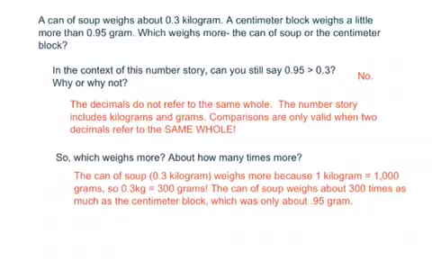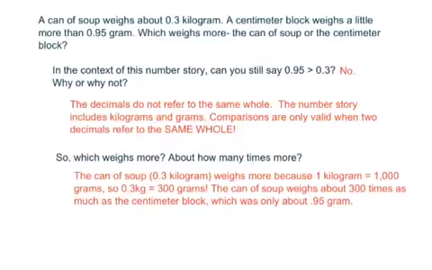Okay, I hope that you said you can't still. Whoa, you cannot still say that 95 hundredths is greater than 3/10 in this context. And that's because the decimals are not referring to the same whole. The number story includes kilograms and grams. Comparisons are only valid when two decimals refer to the same whole. This would be a perfect thing to have in your notes as well. Okay? This last sentence here is always going to be the case.